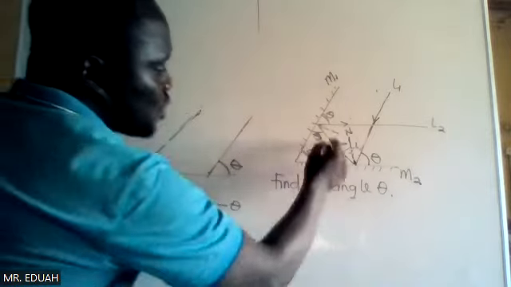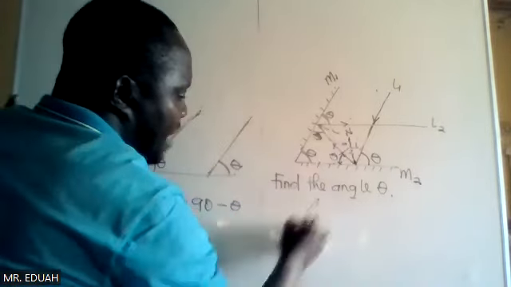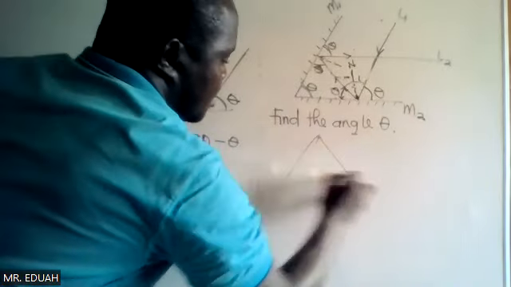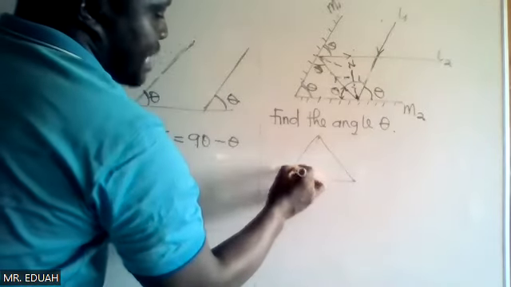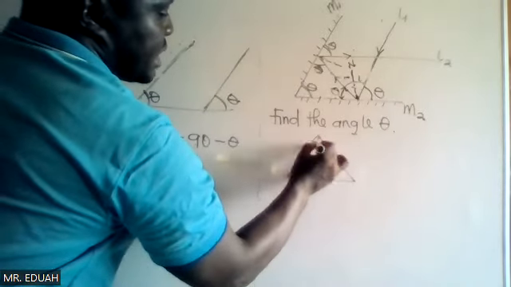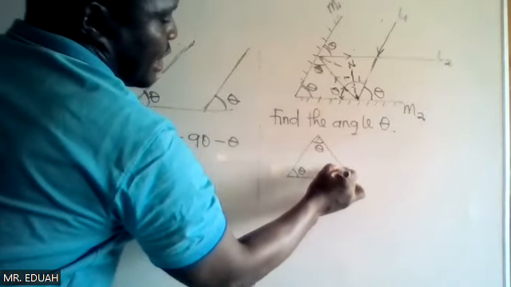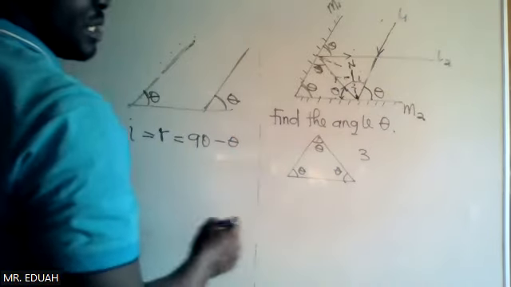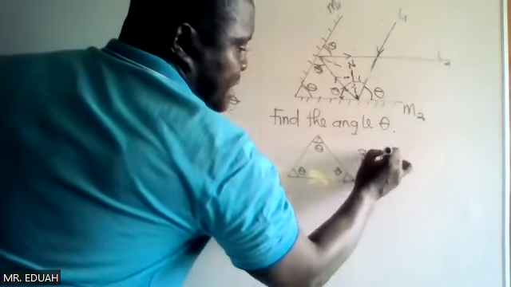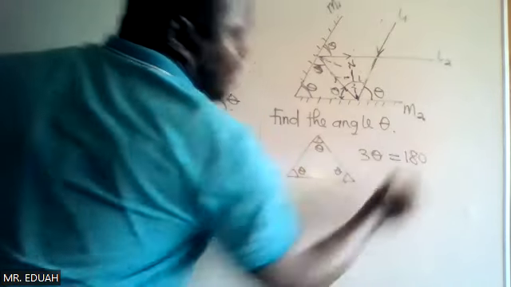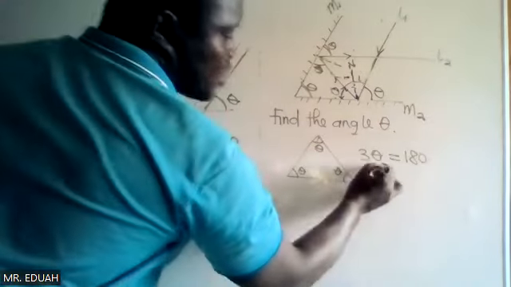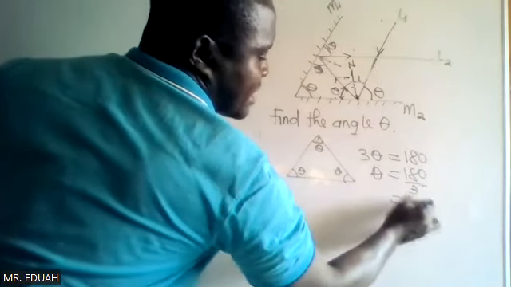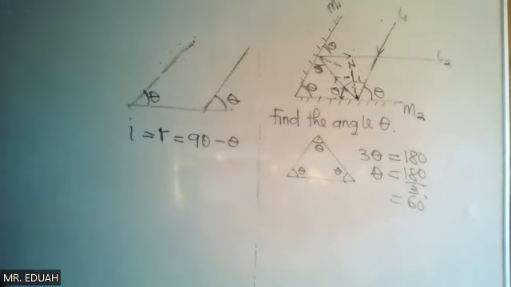So look at this triangle we have here. It looks like an equilateral triangle. Same base angles, theta, theta, and then theta. So we have the sum of angles in a triangle: 3 times theta is equal to 180. This plus this plus this. And so theta is equal to 180 over 3, which is 60 degrees. I think Ekuya got it right.